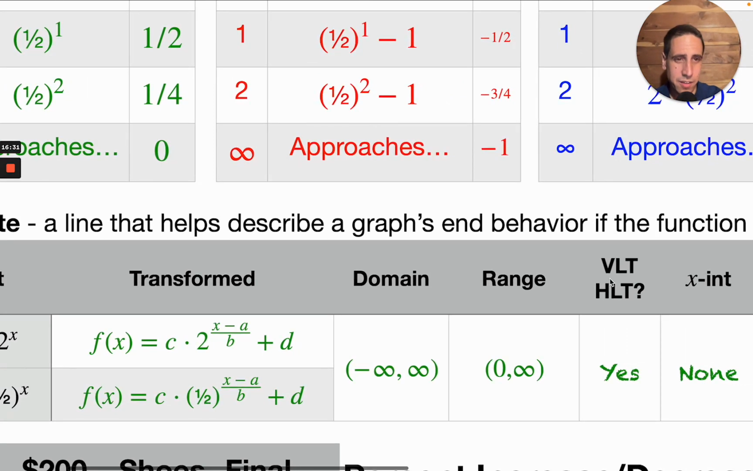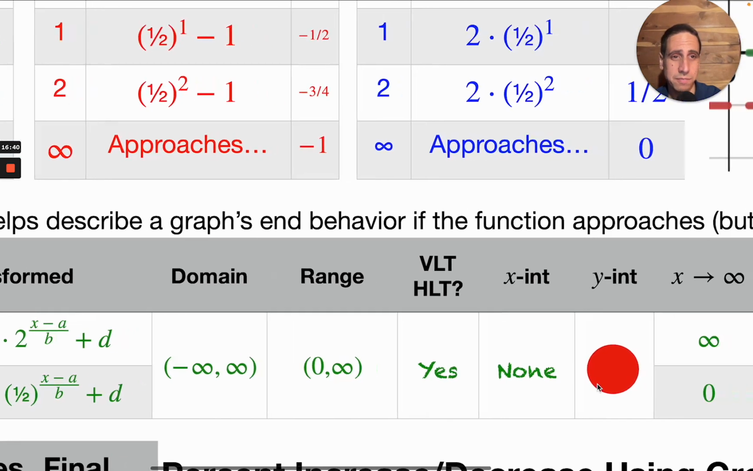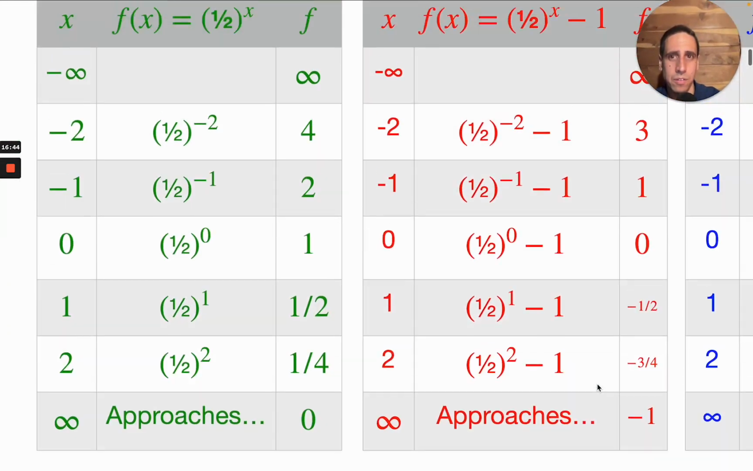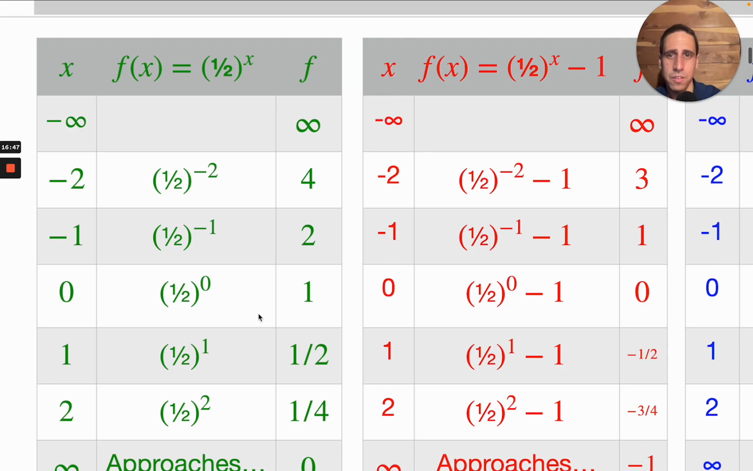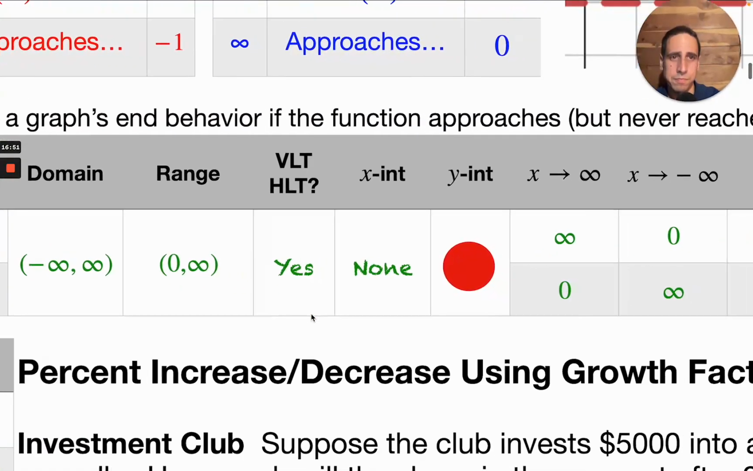Do they pass the vertical line test? Yes. Do they pass the horizontal line test? Yes. Do they have any x-intercepts? No, they do not. They approach the x-axis, but they never actually touch it. Y-intercept. So when x is equal to 0, then the y-intercept will be what the y value is. And it's the same for both.